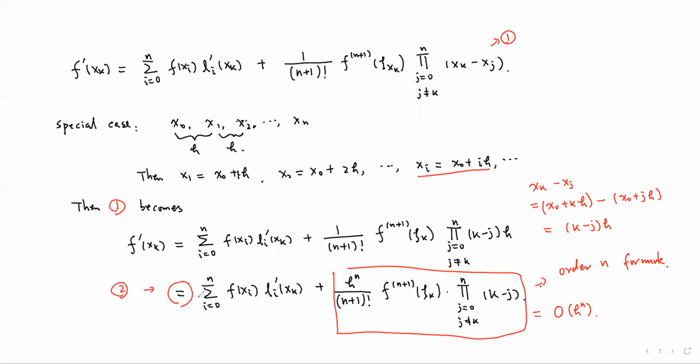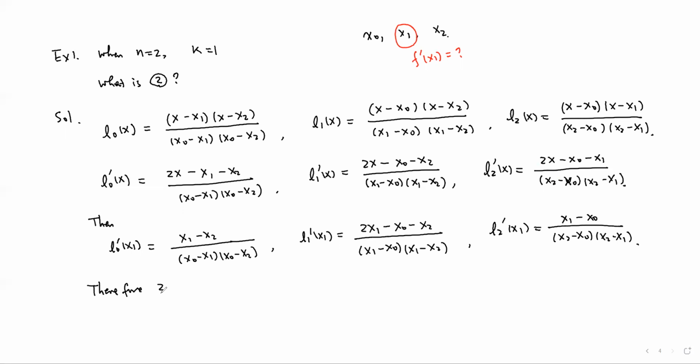Therefore, equation 2, in this special case where n is 2 and k is 1, is: the derivative of f at x1 is equal to f of x0 times the derivative of L0 evaluated at x1, times this number, and then plus the function value at x1 times the derivative of L1 evaluated at x1.